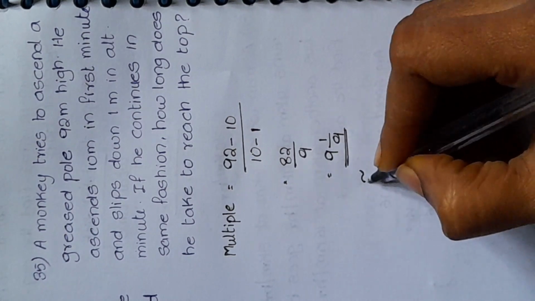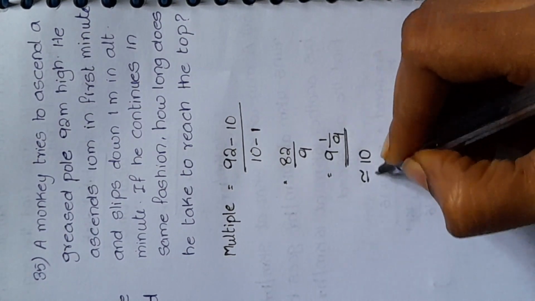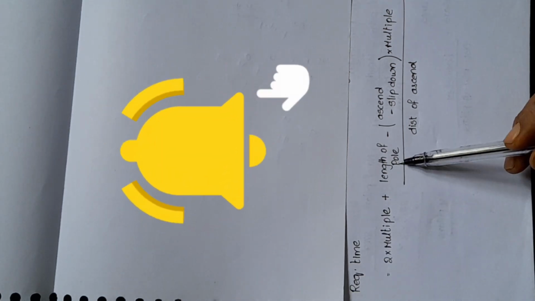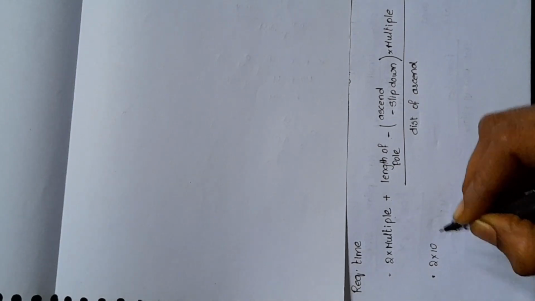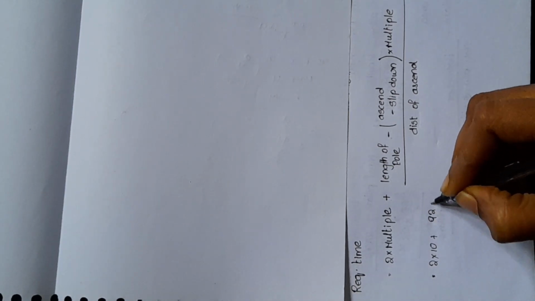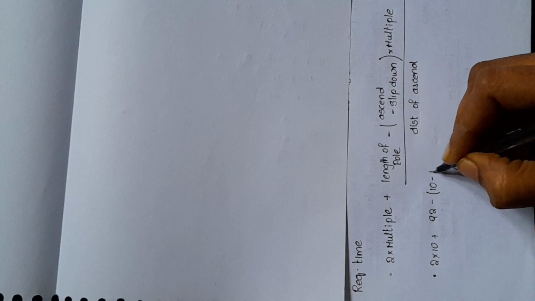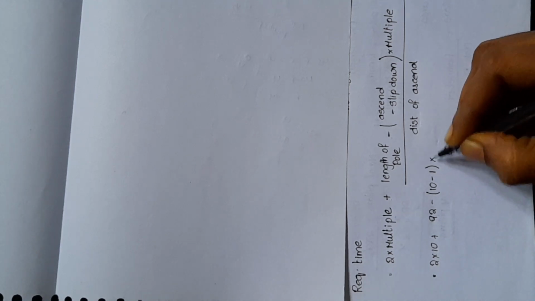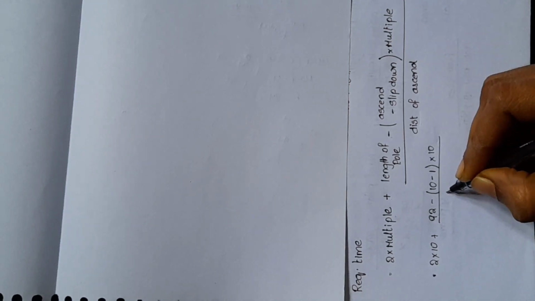This is not a whole number, so make it to the whole number greater than this. So the whole number we get is 10. To find the required time, the formula we use is 2 into multiple plus (length of the pole minus ascending distance minus slip down distance into multiple) by distance of ascent. Now substitute the values. 2 into multiple 10 plus (length of the pole 92 minus distance of ascent 10 minus distance of slip down 1 into multiple 10) by distance of ascent 10.